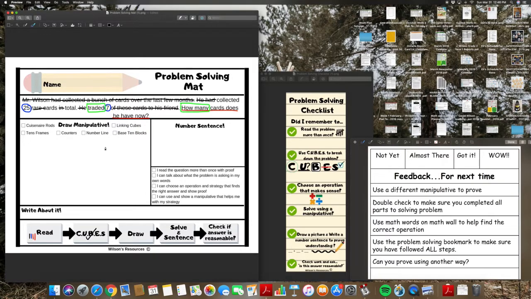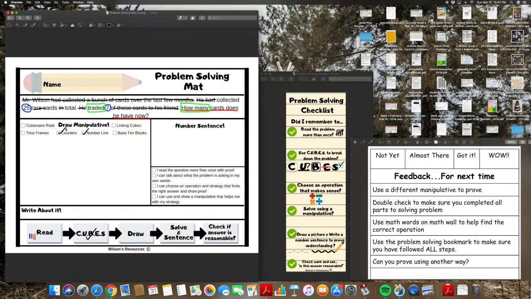So there's a couple things I could do. I could use Cuisenaire rods, ten frames, counters, a number line, base 10 blocks, linking cubes, and those are really just the main ones. There's other ones too, like a hundreds chart. Linking cubes, well, we already got linking cubes, but there's a couple of different ones that can be used, but we want to make sure that they're the most effective to help us with number sense. So in this one, I'm going to use a number line. That's going to be my first one. And I'll probably use some counters just to prove.